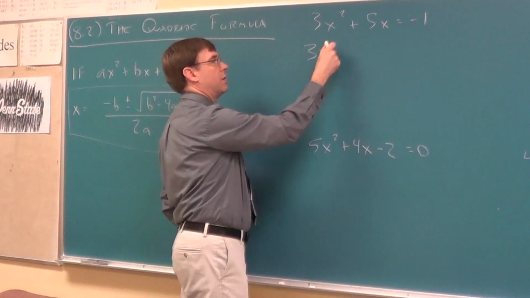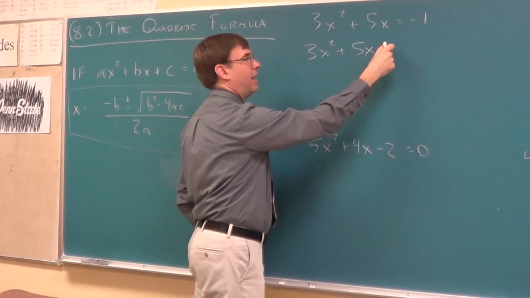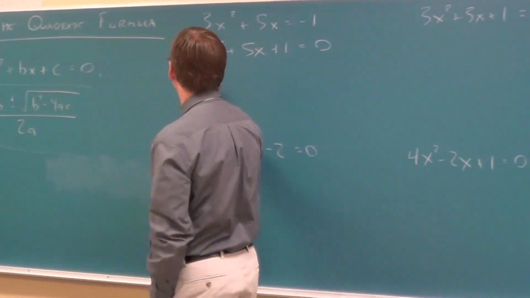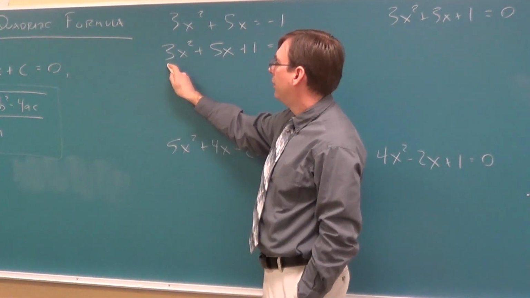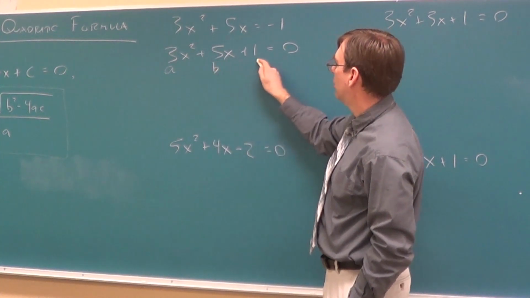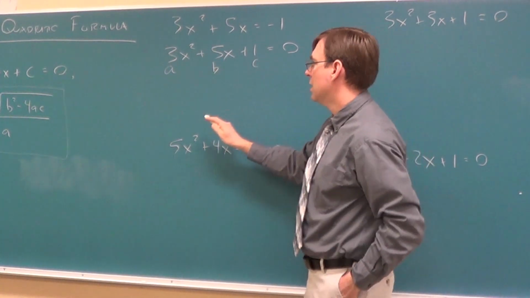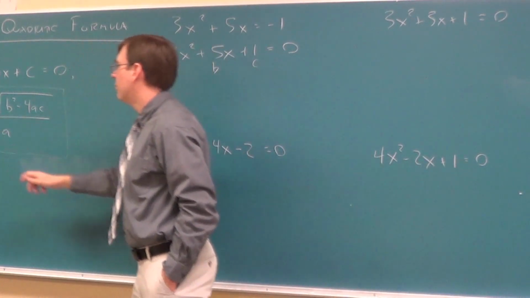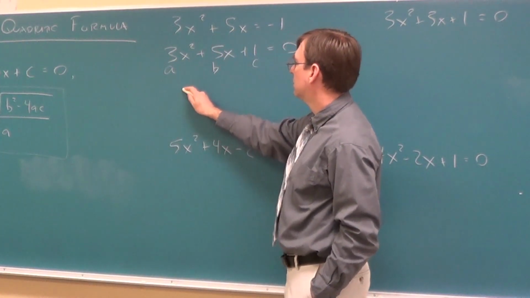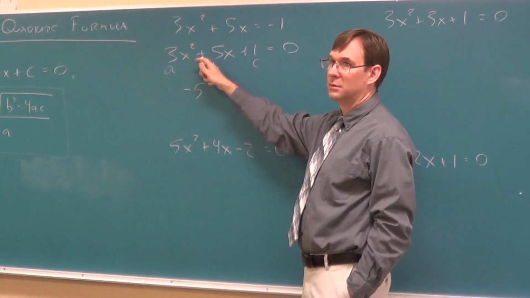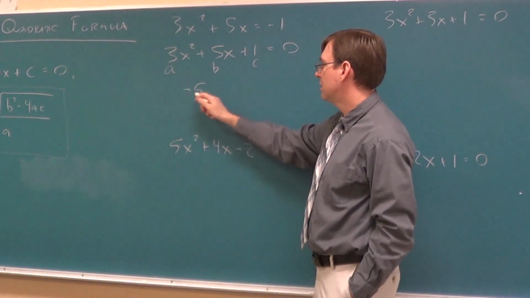So I want to go 3x squared plus 5x plus 1 equals 0. The 3 I'm going to call A. The 5 is B, the 1 is C. So that formula tells me I need to take the opposite sign of what B is. So negative 5. What if this were a minus? So it'd be a plus. Then this would be a positive 5.